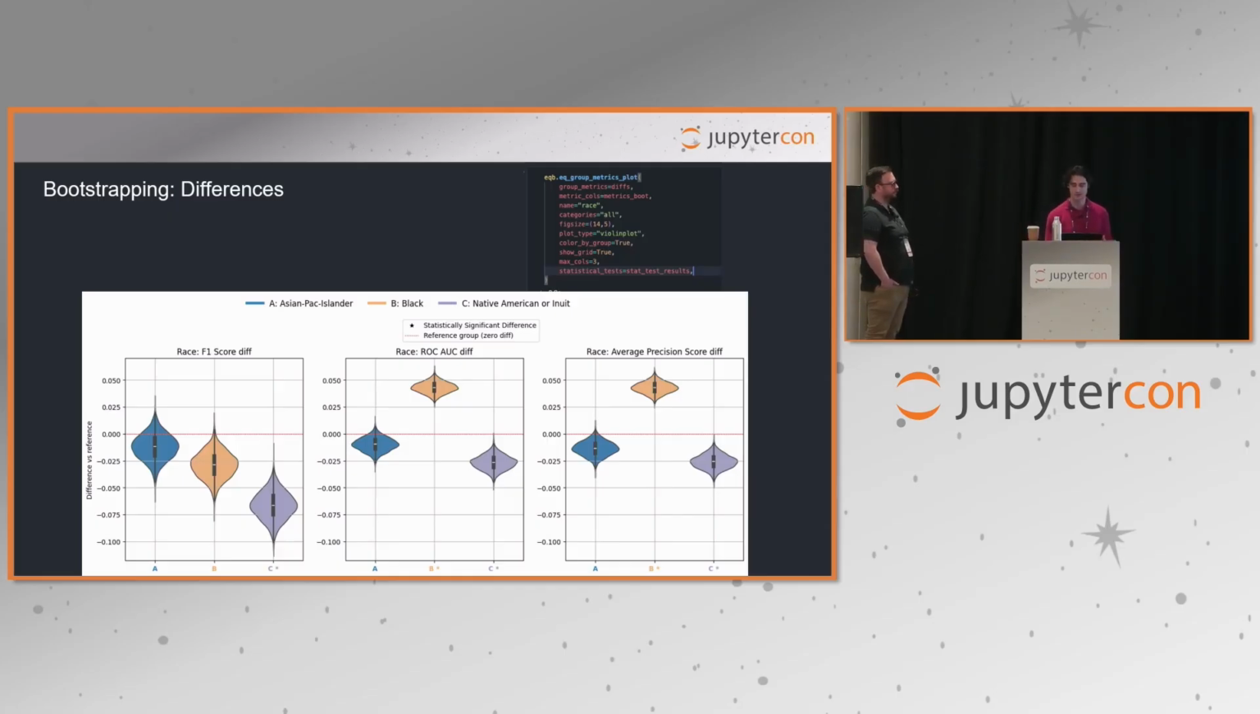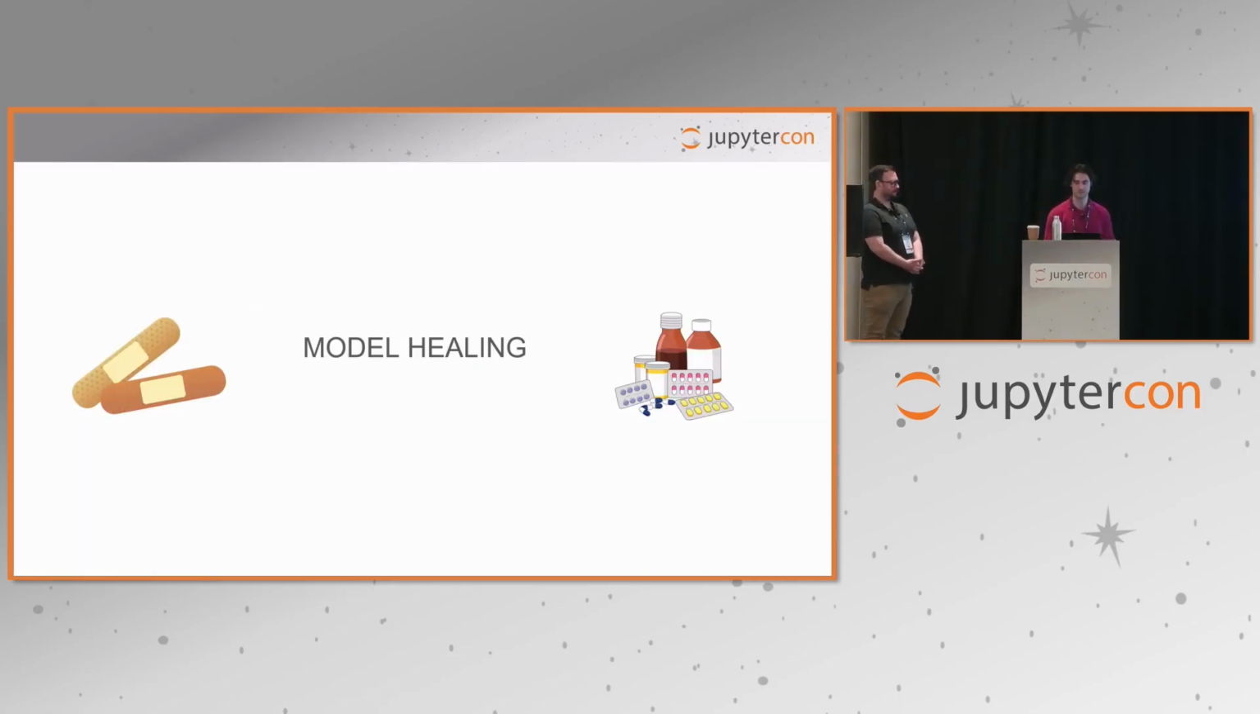And we can see that when we look across the different metrics for the Native American or Inuit subgroup, the model performs worse for ROC-AUC, average precision, and F1 score. The statistical tests have also found this to be significant, and you can see that with the stars. We can also see that the model performs better when we look at ROC-AUC and average precision for the Black race group, and this is also statistically significant. So now that we've identified some differences in the performance of our model in these different subgroups, we can have a look at starting to try and make the model more equitable through our form of model healing.